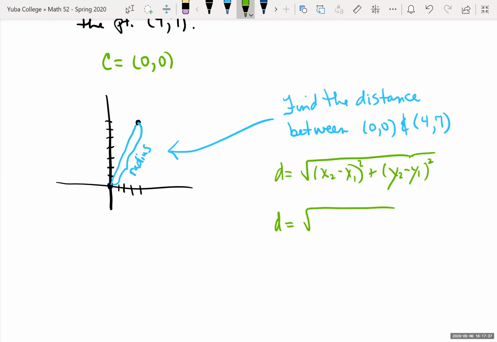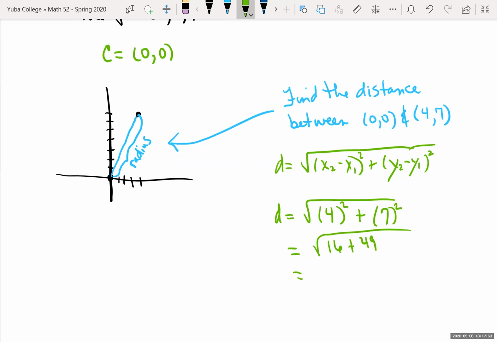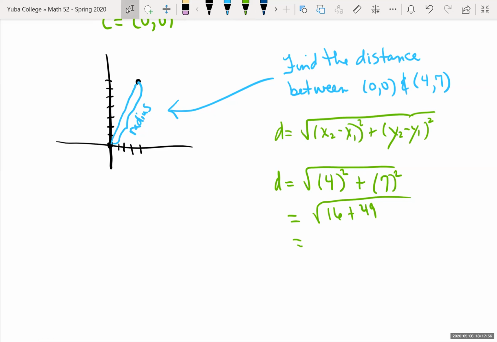So I have 4 minus 0 squared plus 7 minus 0 squared. So the square root of 16 plus 7 times 7 is 49. And so that would give me 65. The square root of 65. Okay, so I know that r is equal to the square root of 65.